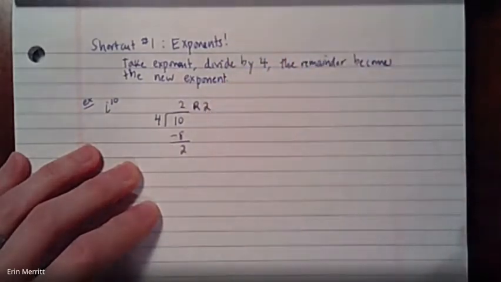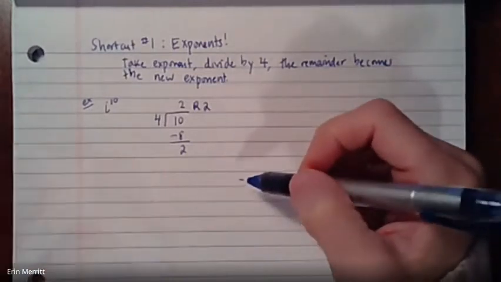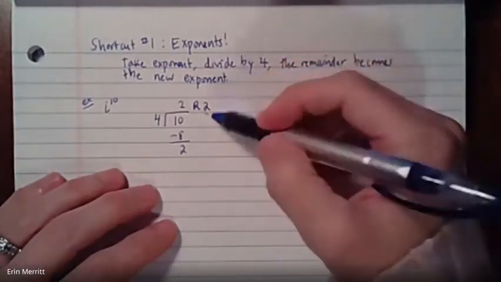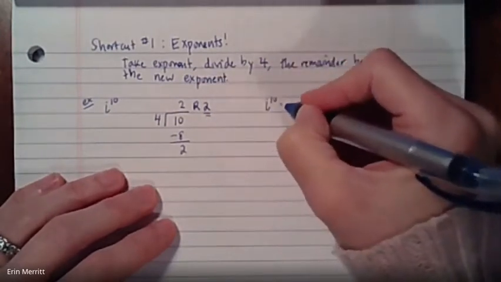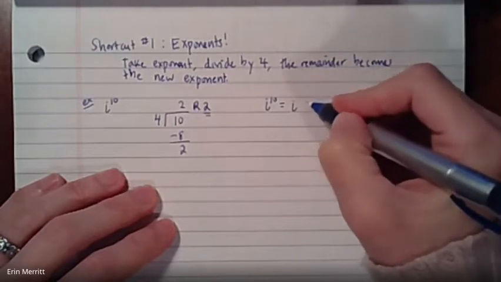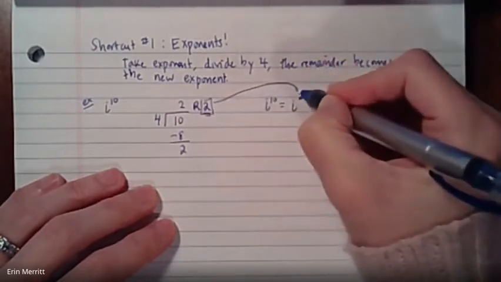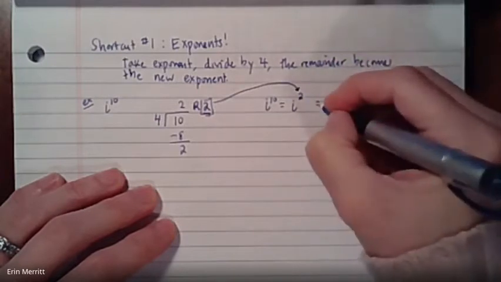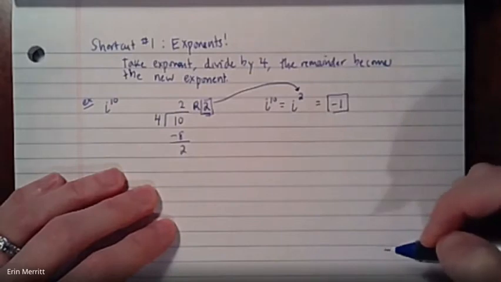We're going to do some other long division later this year. So this is a good little preview for when we get to that unit. But that's a little ways away. All right. So this is the remainder here. That means that i to the 10th is now equivalent to i to the 2nd power. So our remainder becomes the new exponent. And then i to the 2nd, that's -1.